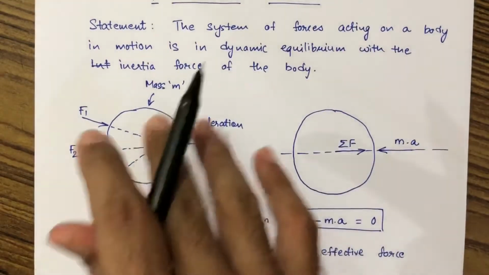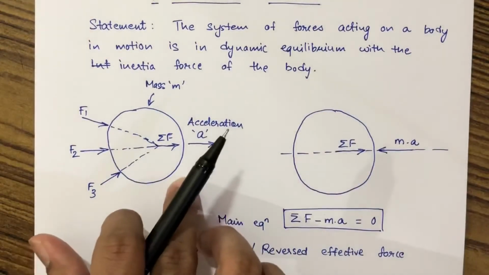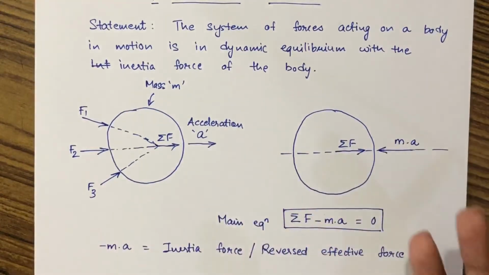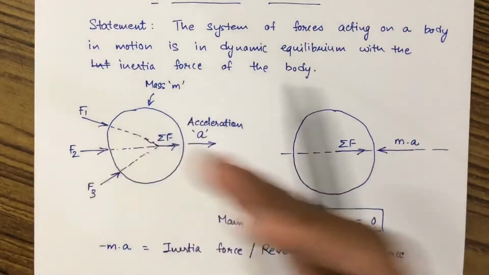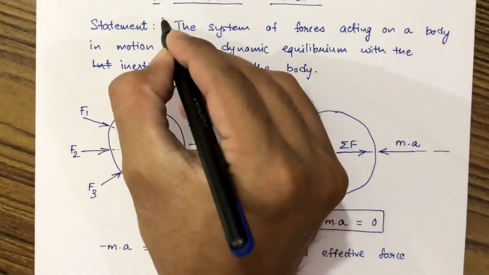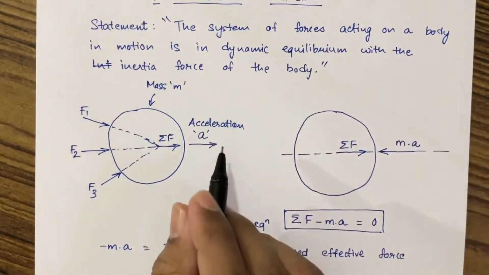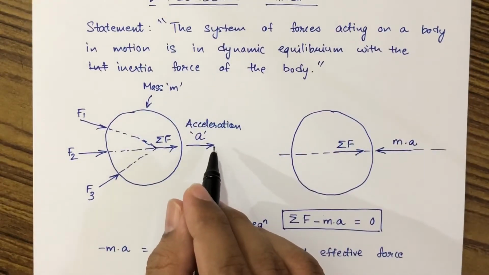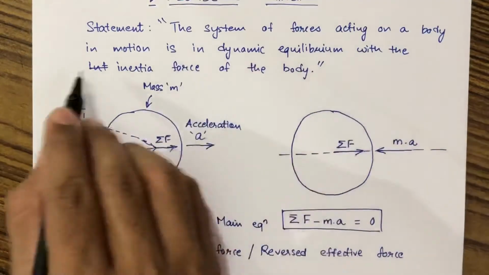Here the net external force acting on the system and the resultant reversed force, or the inertia force, both are in equilibrium. Clear? So this is D'Alembert's principle. This statement is very important as far as your exam is concerned. So please keep this statement in mind.